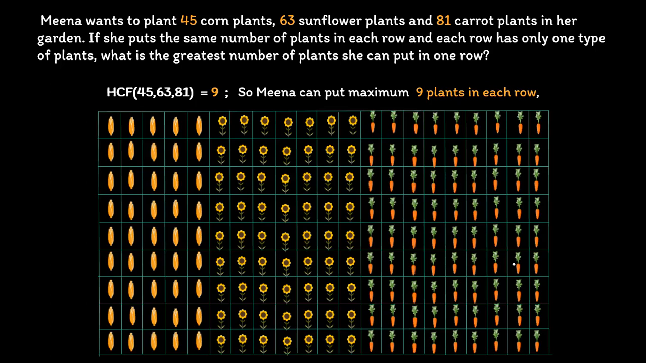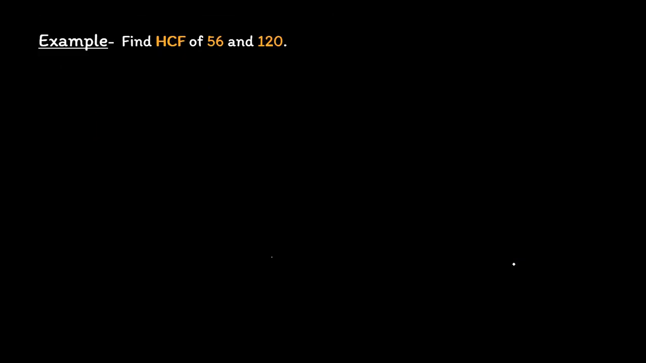So as you must have understood the concept of HCF, where we should use it, I will explain the method once again with the help of one more example. For example, we have to find the HCF of two numbers, 56 and 120. So first step, we will find the prime factors of 56 and 120.